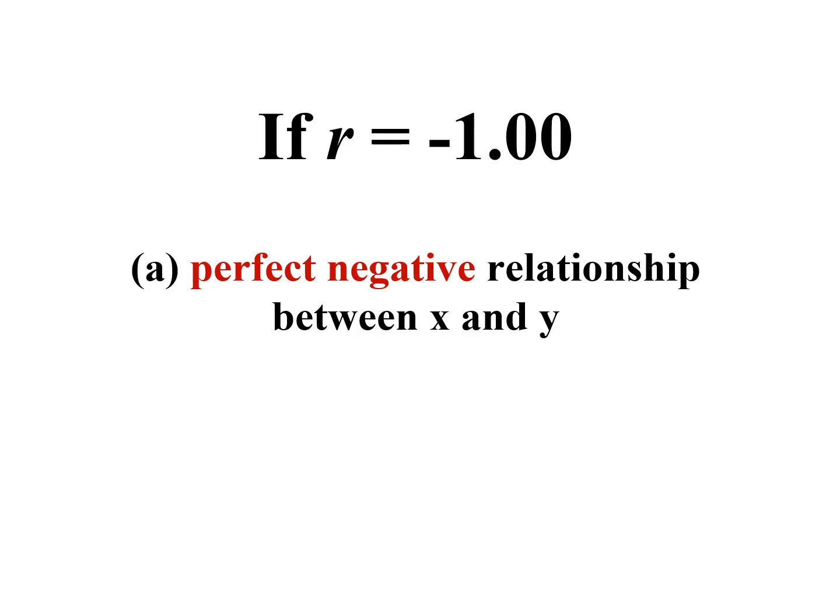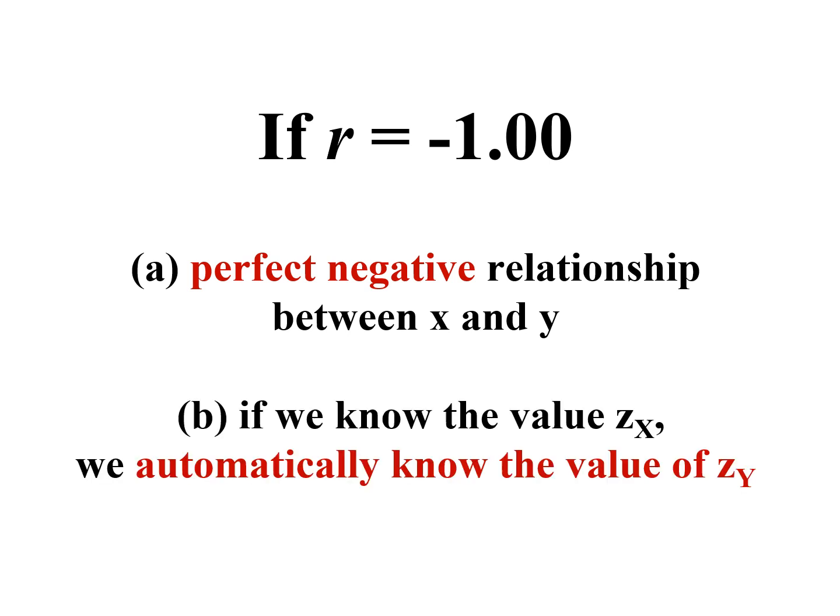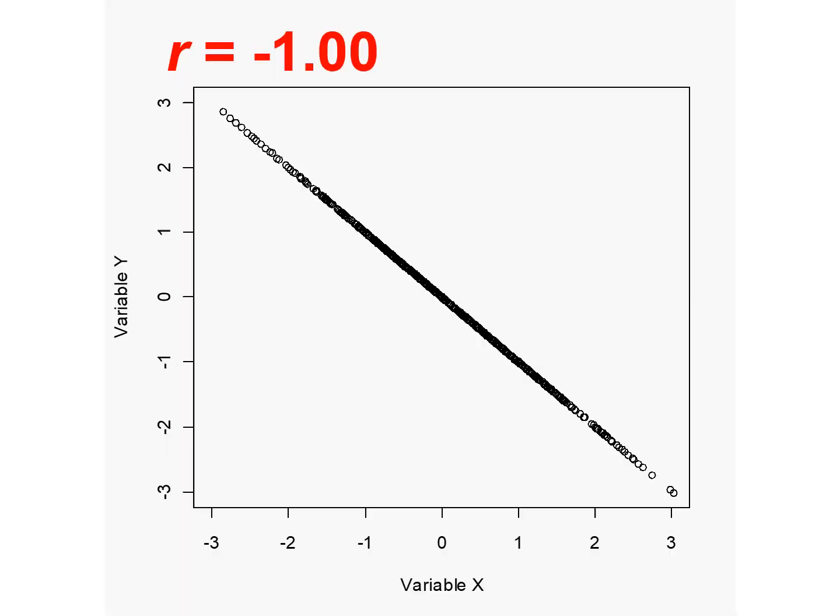When the correlation equals negative 1, we say that there is a perfect negative relationship between x and y. If we know the value of z of x, we automatically know the value of z of y. We saw the same thing when the correlation was 1. In this scatter plot, the correlation is negative 1. X and y have a perfect negative relationship.